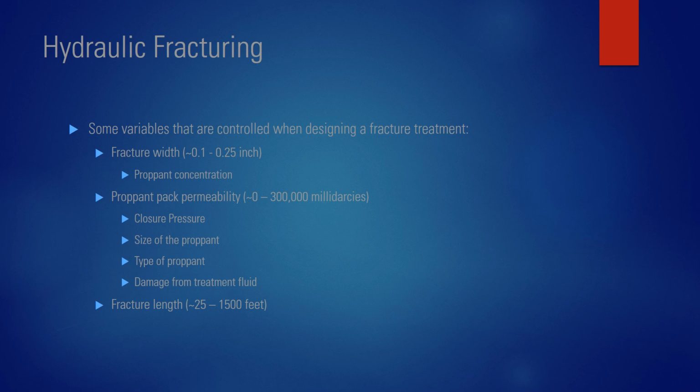Variables that are controlled when designing a fracture treatment include fracture width, which is between about 1/10 and 1/4 of an inch, proppant concentration, proppant pack permeability, which varies from 0 to 300,000 millidarcies, closure pressure, size of the proppant, type of proppant, the damage imposed by the treatment fluid, and the fracture length, which can be between 25 and 1,500 feet.